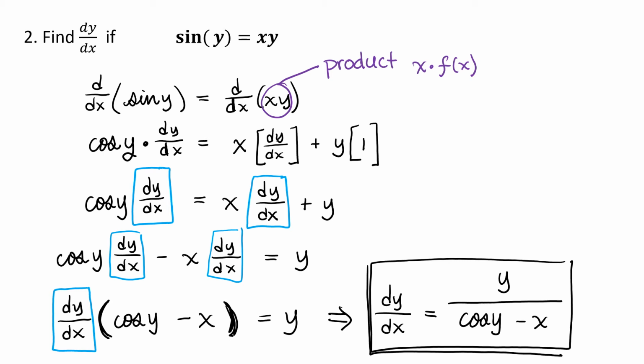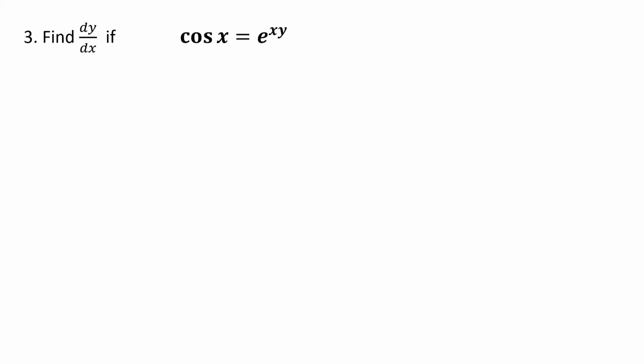So implicit differentiation is very similar to regular old explicit differentiation. We just have this new multiplying by dy dx when we take the derivative of y with respect to x, and then having to solve for it. But it still follows the product rule, quotient rule, chain rule, and our regular other rules for differentiation. Find dy dx if cosine of x is equal to e to the xy.